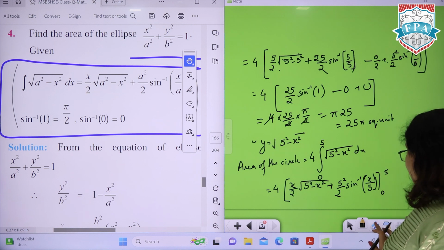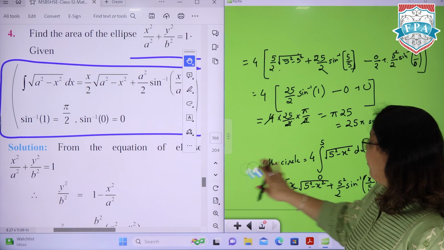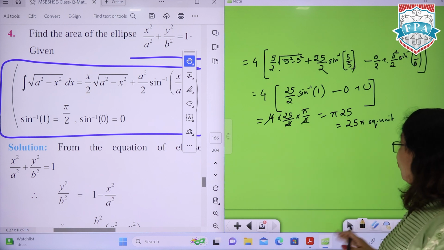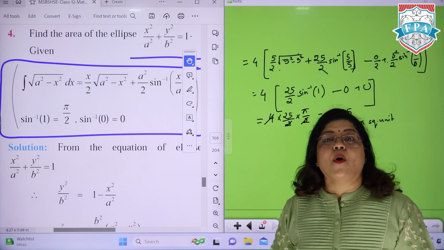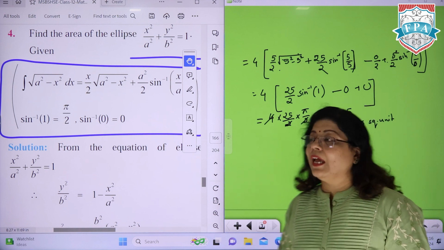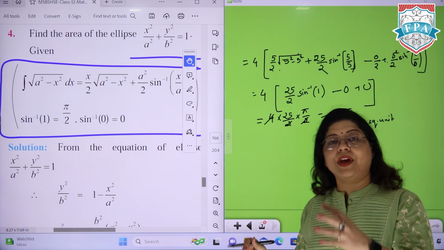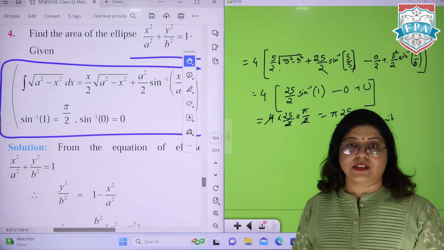Okay. In case you remember the formula of area of a circle, which I'm sure you should, the area's formula is pi r square, and you can easily see over here. It is pi into radius square. Radius was 5, so you're getting the same answer.